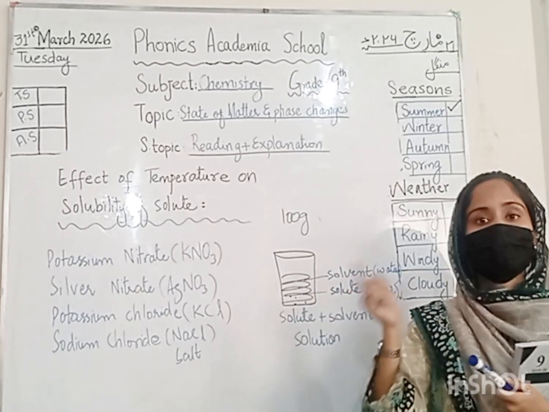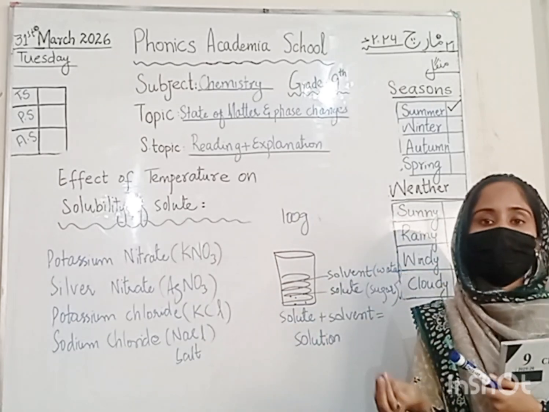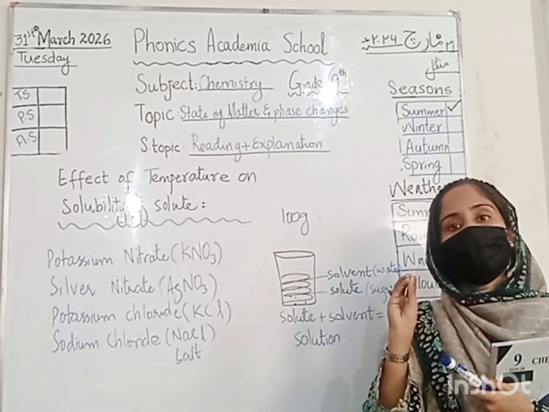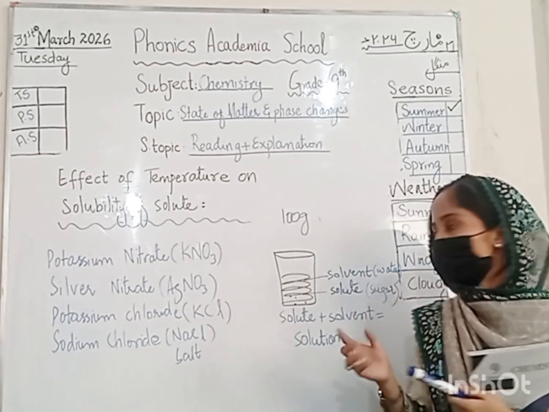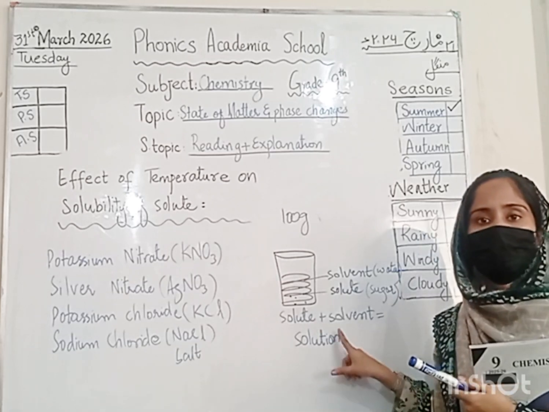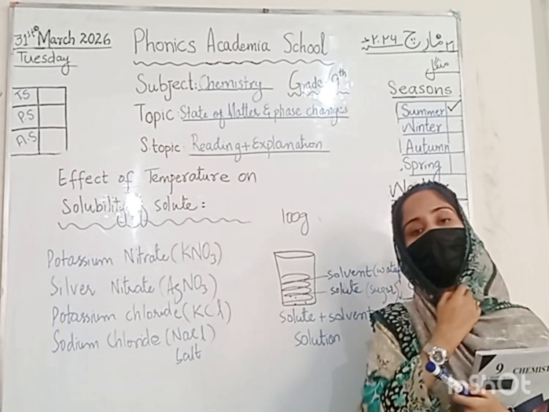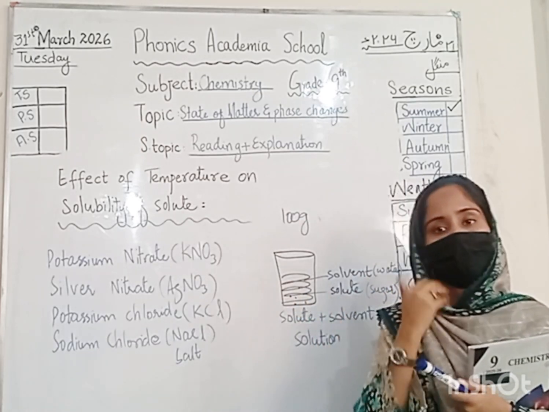Then solvent: water is the solvent in which we will dissolve the solute. That thing is the solvent. If we are adding solute sugar in the water, then water will be the solvent. Solute plus solvent equals solution. So solubility is the amount of solute dissolved in 100 grams of solvent.